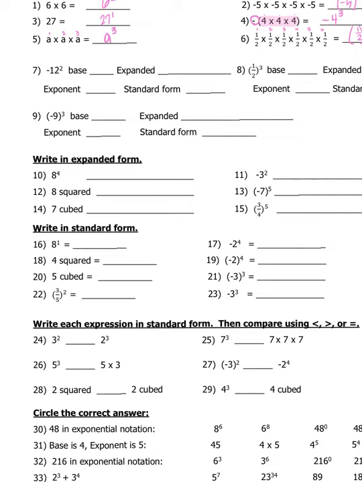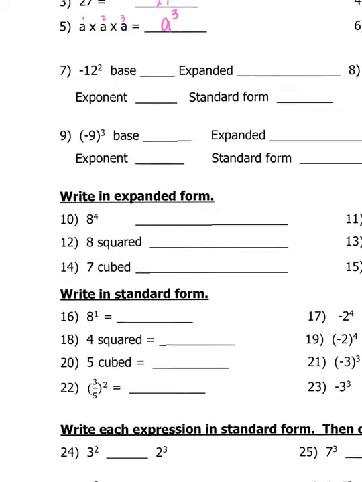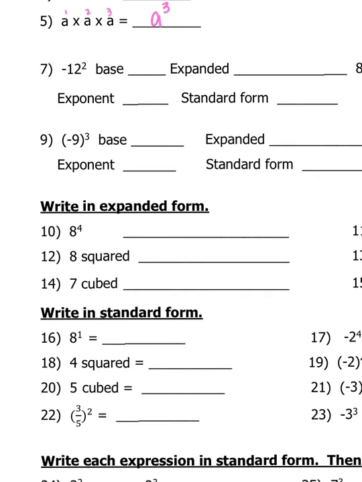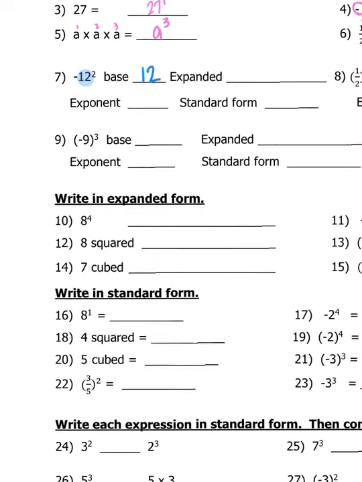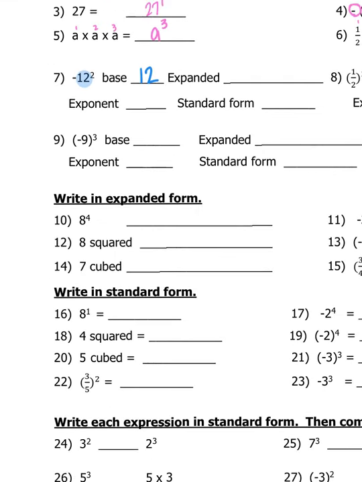Now, if you look at number 7, it says -12 to the second, and we want to figure out what the base is. So the base of the number is always the solid number. So the base here is going to be 12. And expanded means, how many times are we multiplying 12 by itself? And in this case, we're doing it 2 times. So the expanded is going to be 12 times 12. So the expanded means to write it out.